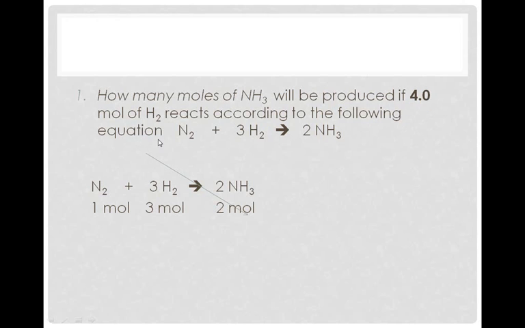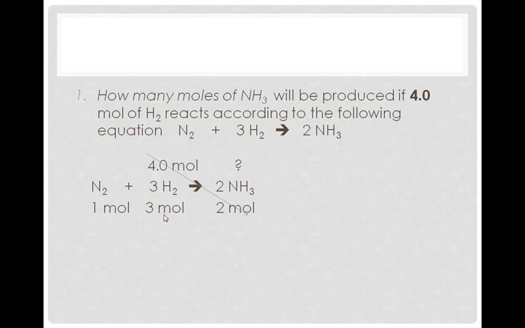So I'm going to put the 4 above the H2, and the question is how many moles of NH3 form. So I'm going to put a question mark above NH3. Let's reread it again. How many moles of NH3 will be produced? So I'm going to put a question mark above NH3, and it says if 4 moles of hydrogen react. So I'm going to put 4 above it.